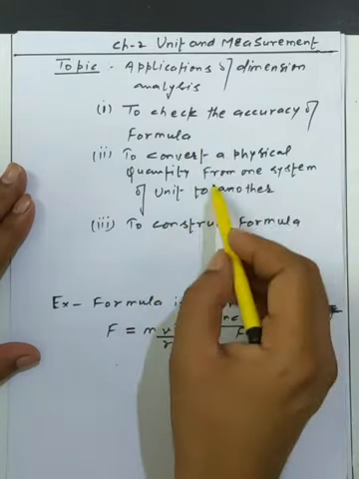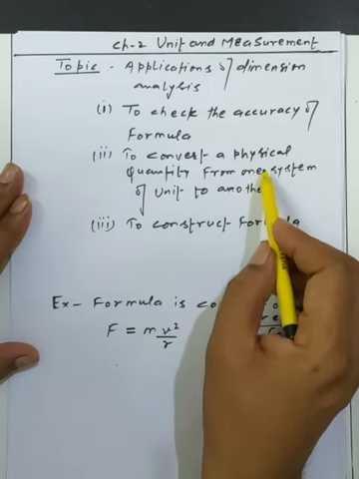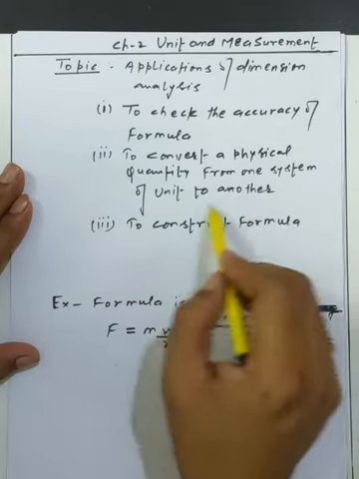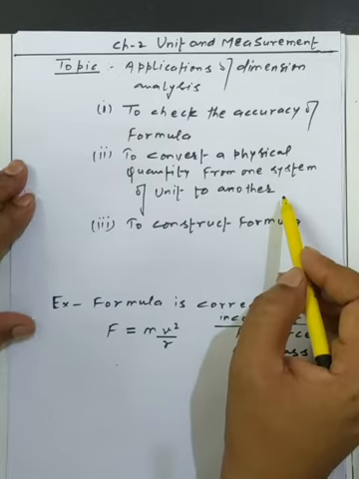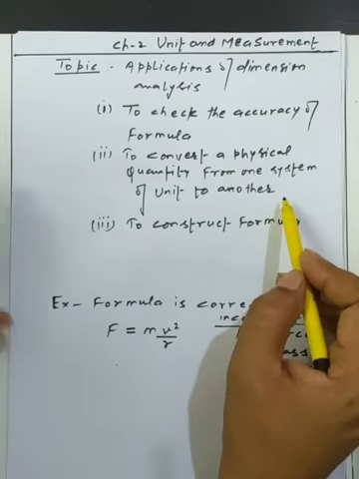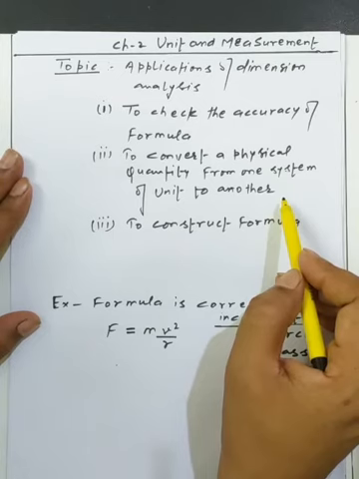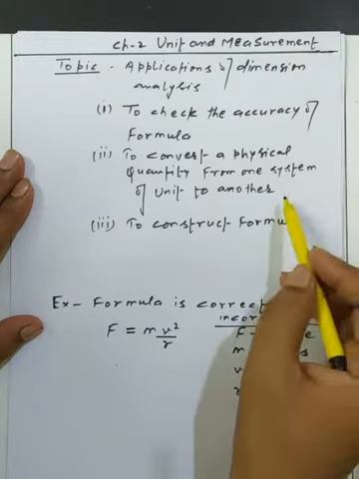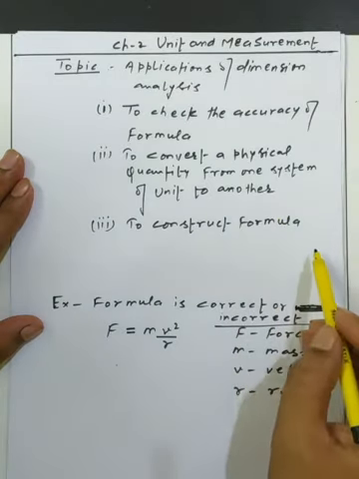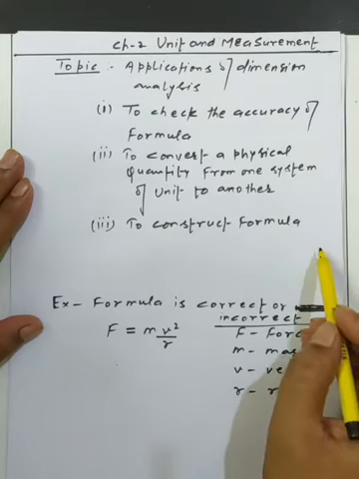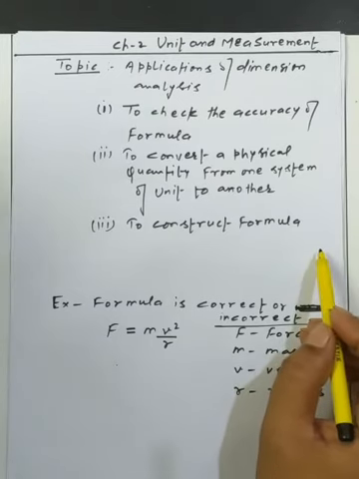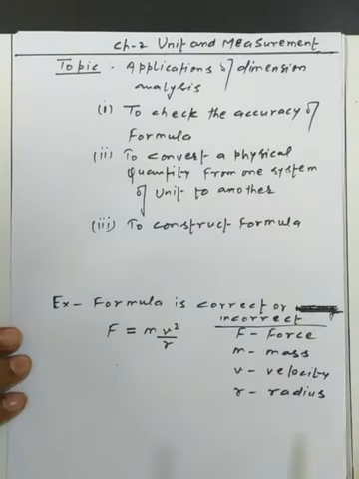Second application: we can convert a physical quantity from one system of units to another system. Actually, we are calculating the magnitude of a physical quantity in one system and converting it into another desired system. The third one is to construct a formula on the basis of a given statement. So students, we need proper information about the dimensions of the various physical quantities in this topic.